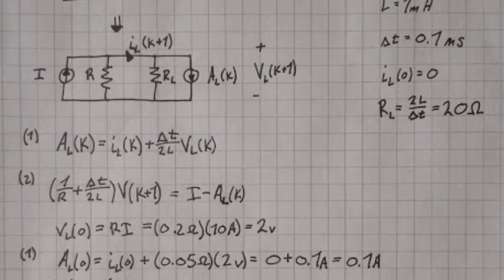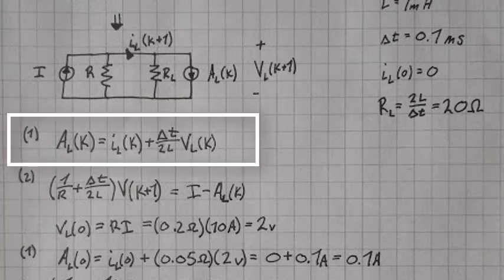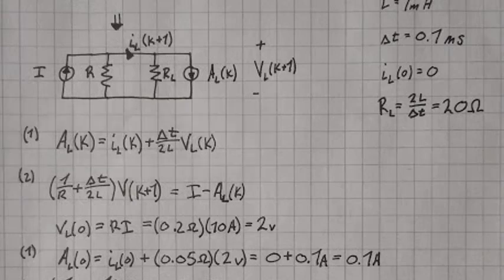Since we will make repeated use of two specific equations, I have labeled them 1 and 2, to make it easier to know when we are using which equation. Our first equation is for A_L(k), our current source. I call it A_L because it's the amperage source of our inductance L at time k. A_L(k) is equal to I_L(k) plus delta T over 2 times L times V_L(k).